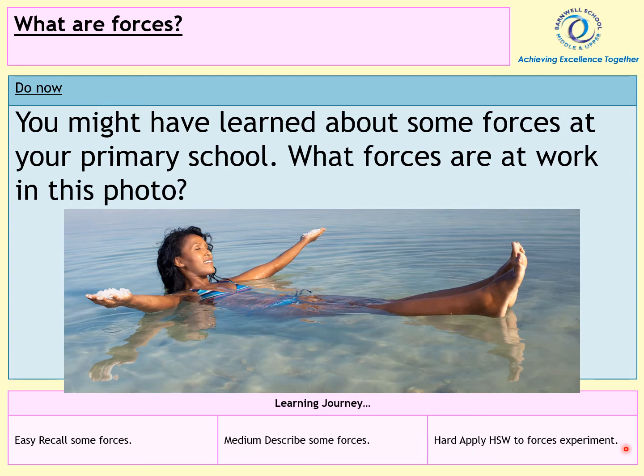Down the bottom you've got your learning journey here, so feel free to pause the video and write down any of those points. And your DNA is, you might have learned something about forces at your primary school. What forces are at work in this photo? Stop the video and write down your ideas.